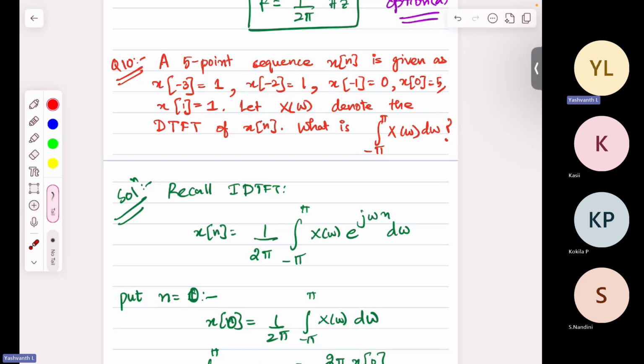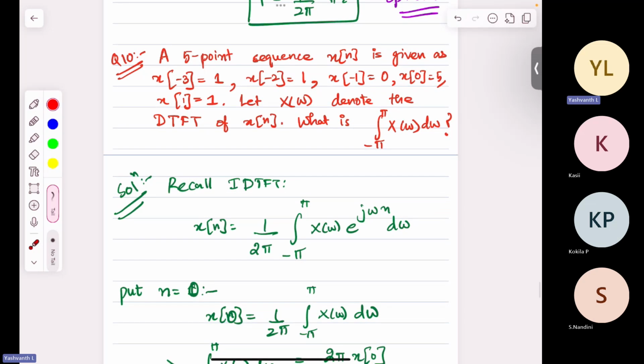But then it's given that X of omega is the DTFT of x of n, that is, the discrete time Fourier transform. The question is, what is the integral from minus pi to plus pi of X of omega d omega? It looks difficult, but it's very easy. A very simple trick. What the trick is, is as follows.